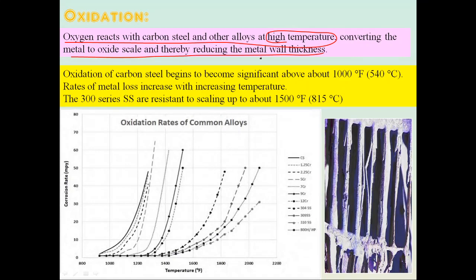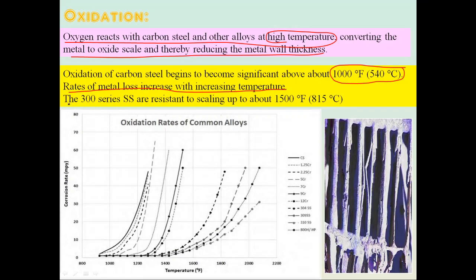So basically, which temperatures are critical? Oxidation of carbon steel begins significantly above 540 degrees. This is important: above 540 degrees C, or 1000 Fahrenheit, the oxidation becomes significant. And the rate of metal loss increases with increasing temperature. As temperature increases above 540, the metal loss will further increase to a significant level.